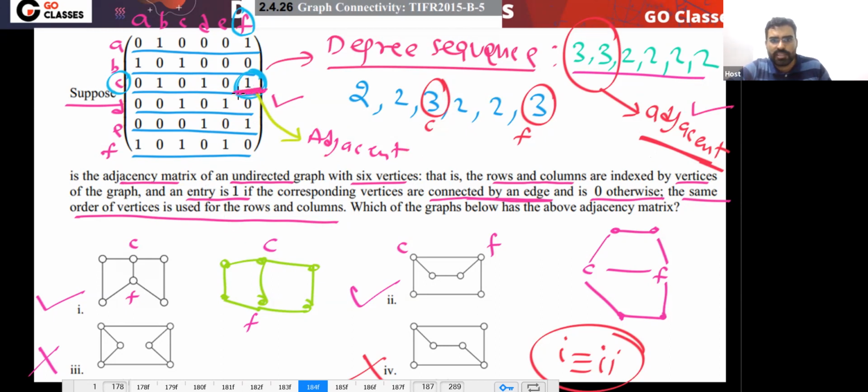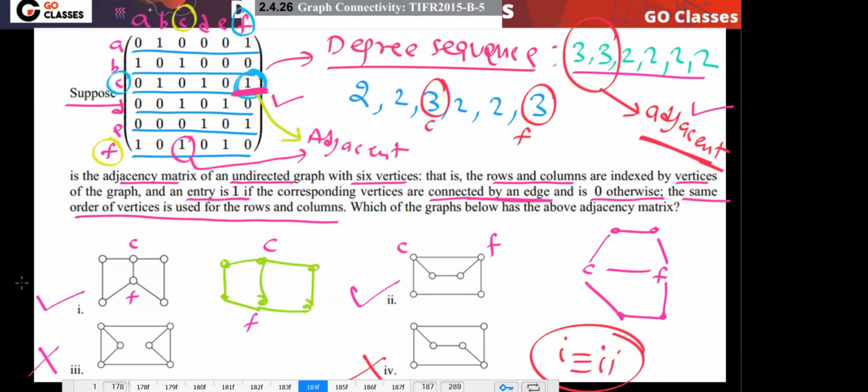Because of this one. This one is telling us that C comma F are adjacent. Similarly, this is also telling us that C comma F are adjacent. You can notice C, F, they are adjacent. Is this clear?